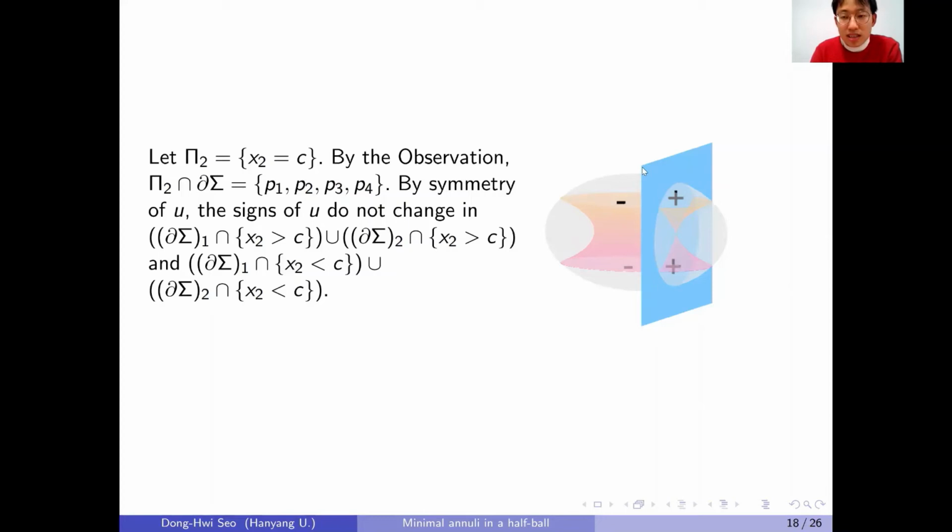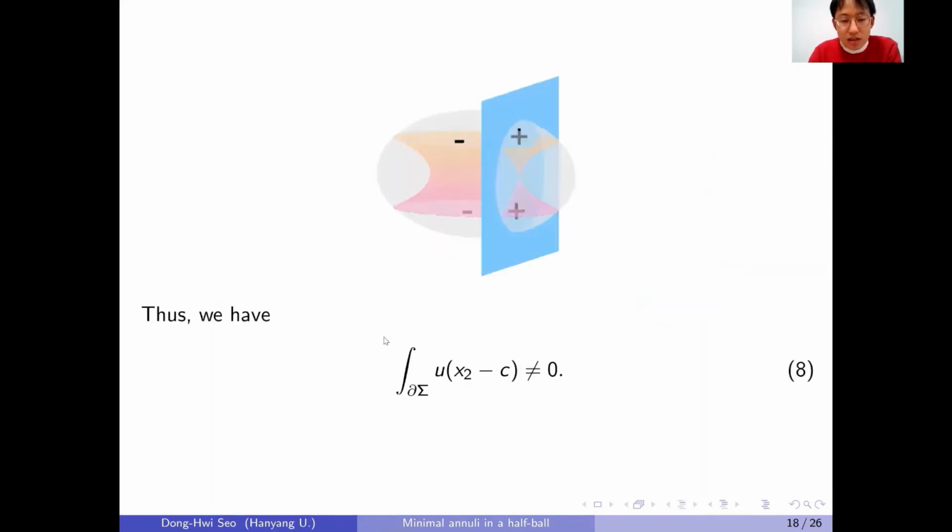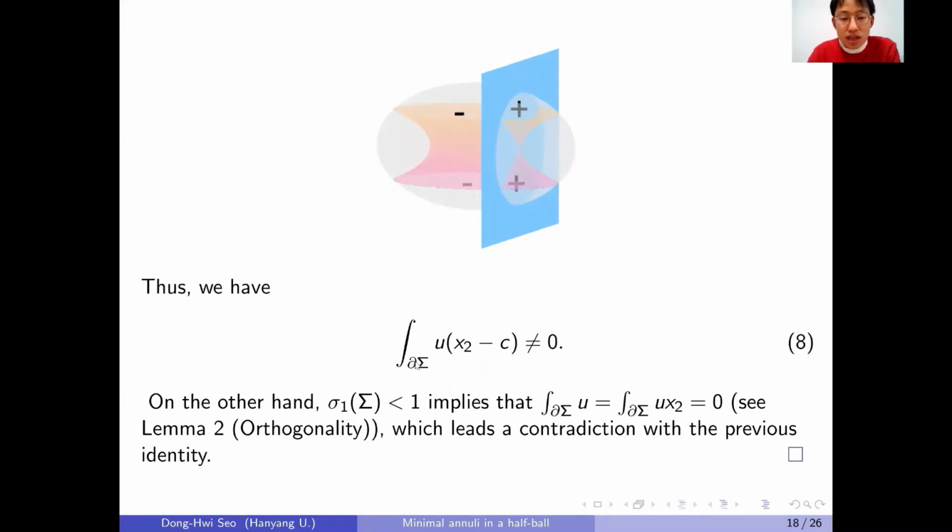Now let's call this plane pi 2, which has a point whose x2 coordinate is c. Then the integral of the product of the first eigenfunction with x2 minus c over the boundary is non-zero. However, the first eigenfunction is perpendicular to the constant function and the coordinate functions, so this integral should be 0, which leads to a contradiction.